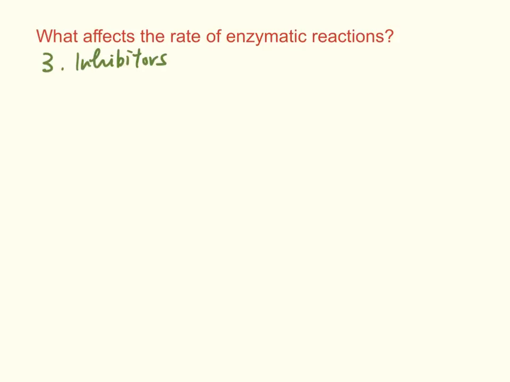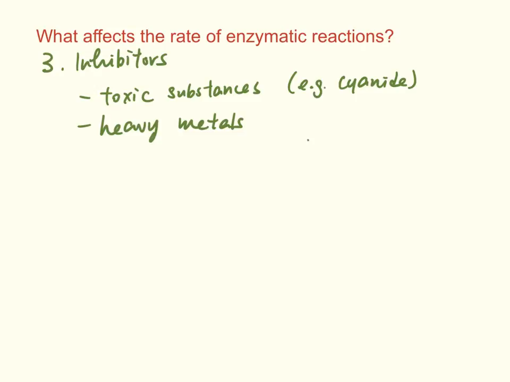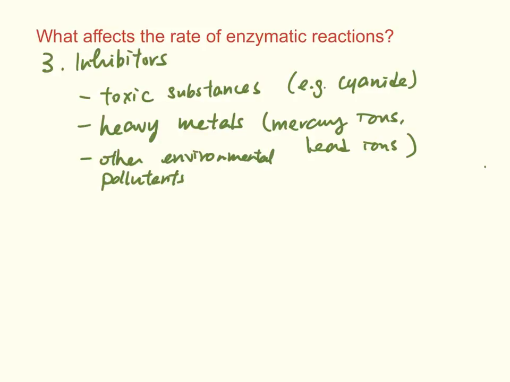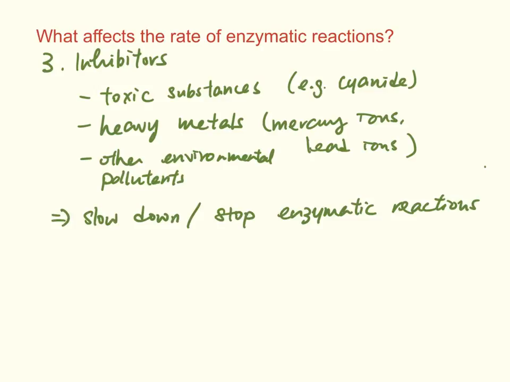The last factor that you need to learn about what affects the rate of enzyme reactions would be inhibitors. Now, these can be toxic substances like cyanide, or heavy metals such as mercury ions and lead ions, or even other environmental pollutants. For any of these inhibitors, when they are mixed with enzymes or when they go into our bodies, they will slow down or even stop enzymatic reactions. And usually we say they're toxic because they will cause certain reactions that keep you alive to stop.